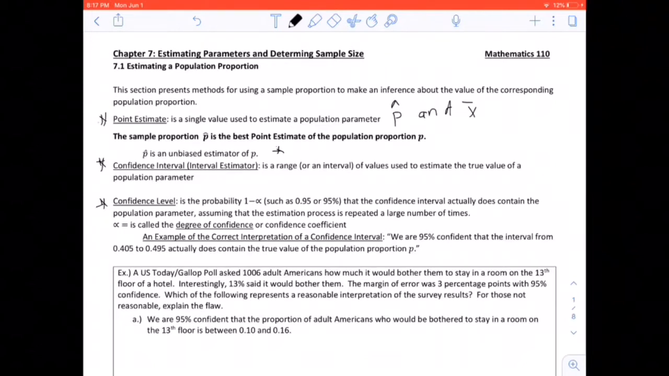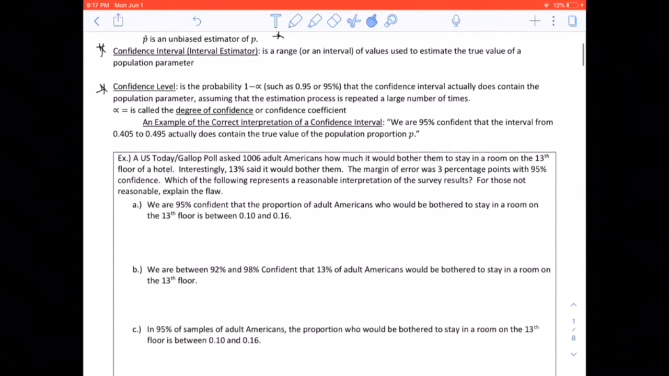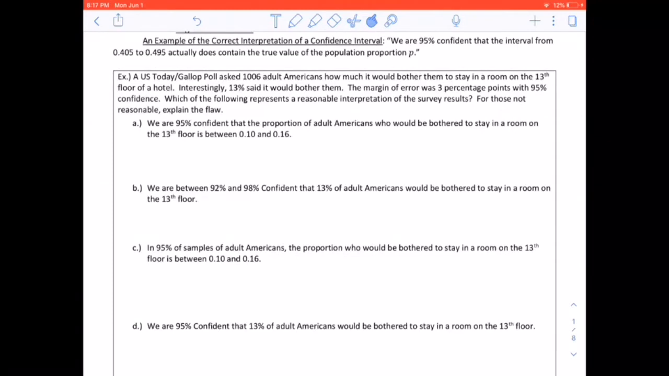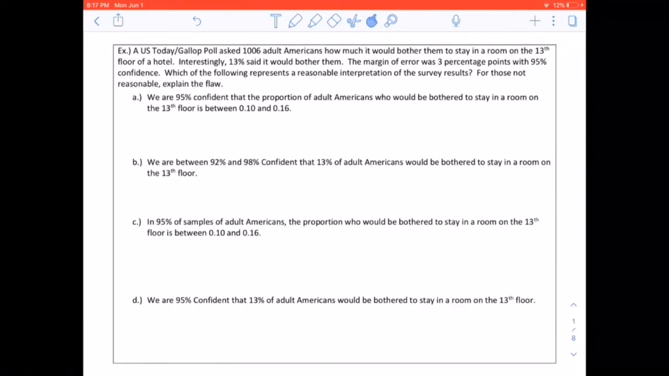An example of a correct interpretation of a confidence interval would be: we are 95% confident that the interval from 0.405 to 0.495 actually does contain the true value of the population proportion p. And we use confidence intervals all the time. A lot of times when you walk out of an exam, you'll be like, I'm pretty confident I got a B. Well, maybe I got between like a C plus and an A minus, but you have a range of values that you think you might fall between. And so that's the same idea with this.